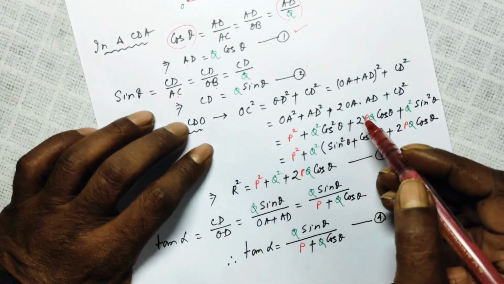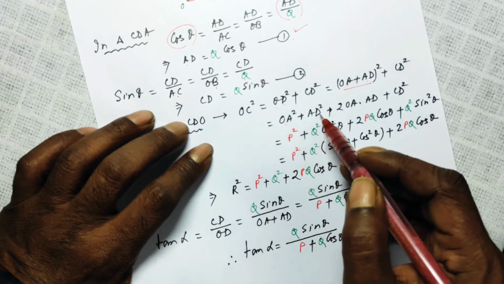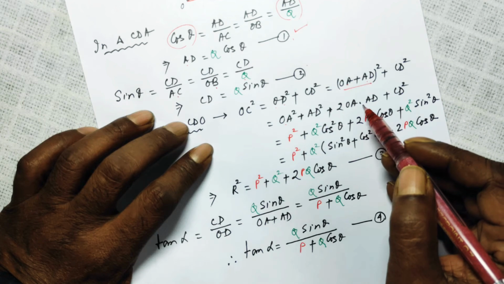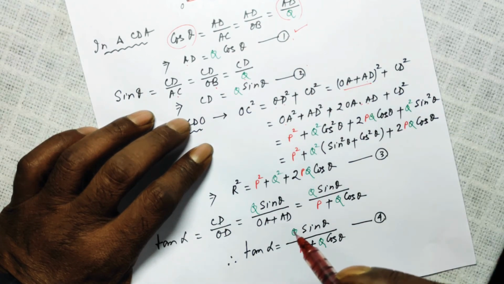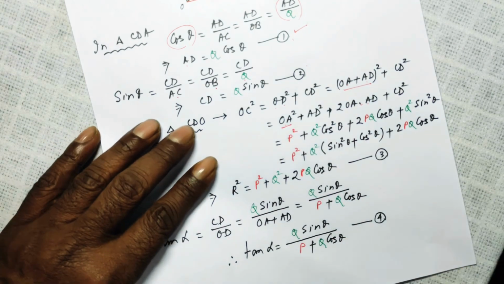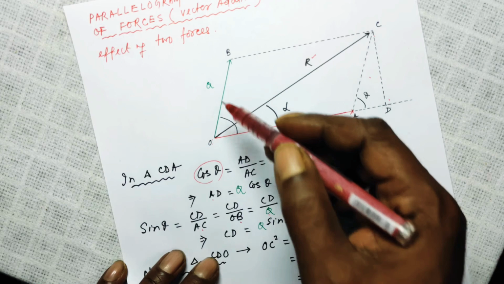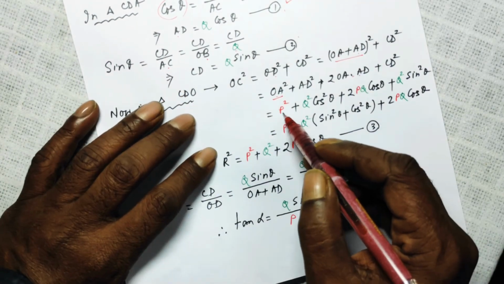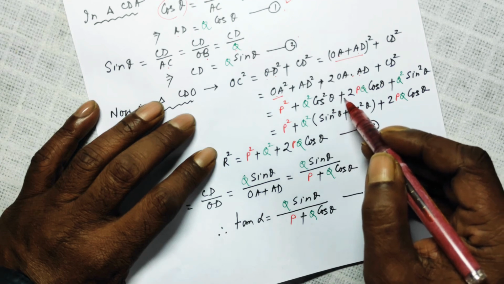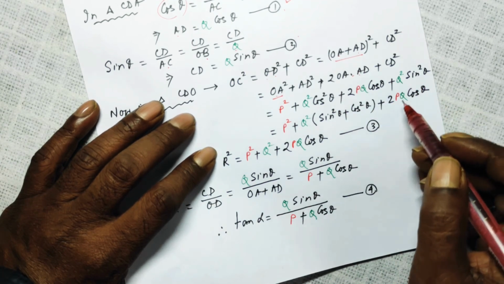Now, this is (A plus B) whole square. So OA square plus AD square plus 2 times OA multiplied by AD, plus CD square. Now put the value of OA. OA represents a force P, OB represents a force Q. So putting the values, this comes out to be P square plus Q square cos square theta plus 2PQ cos theta, plus CD square, which is Q square sin square theta.